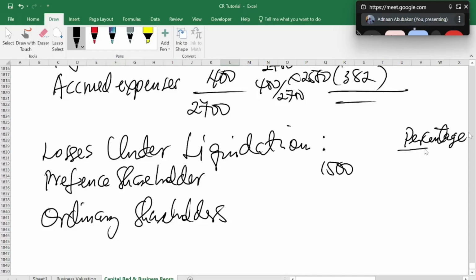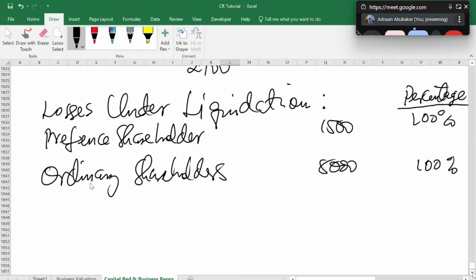Percentage of their loss. This one will lose 100%. Come to shareholders. Other shareholders is how much? Other shareholders is 8,003. So that one too will lose 100% of their money.